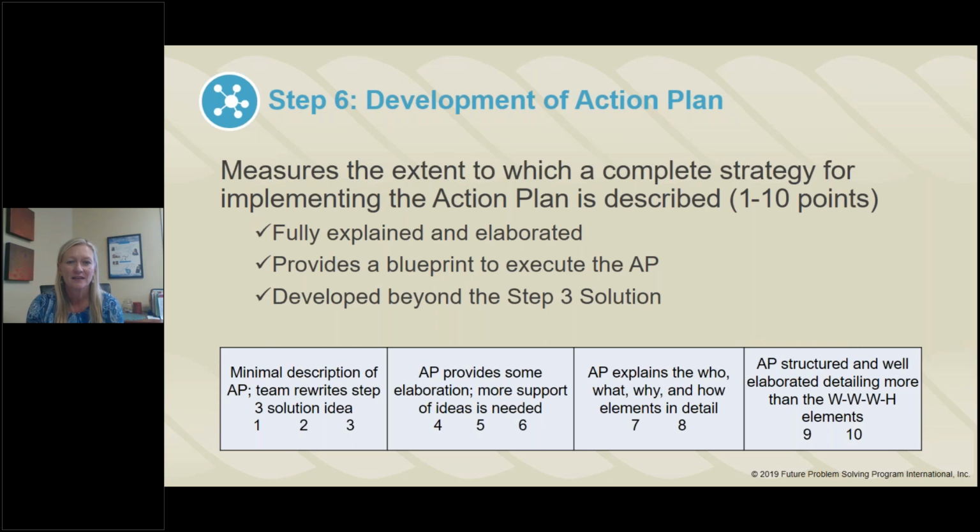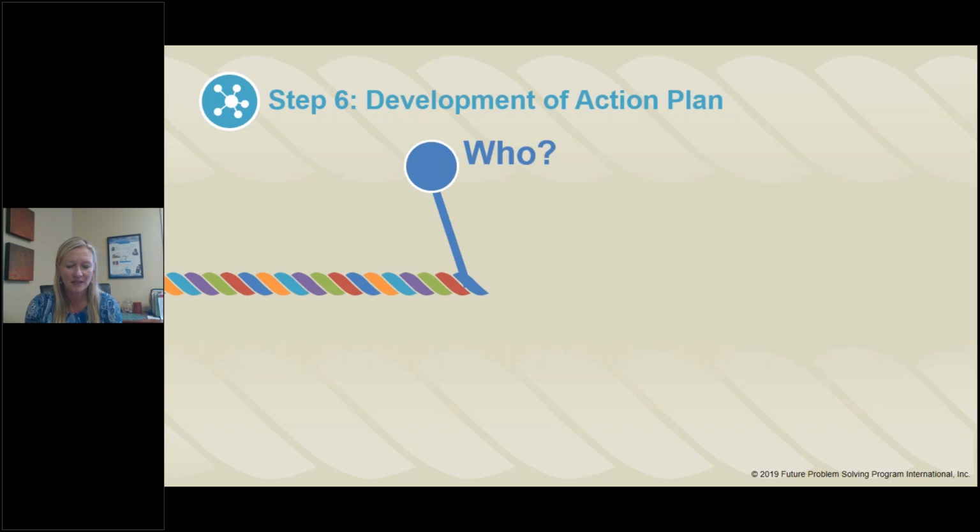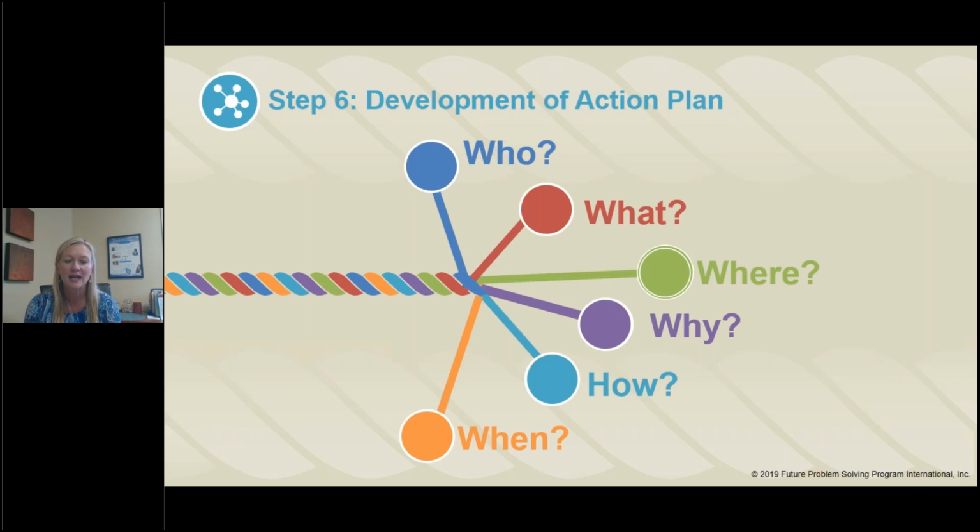Okay. So in summary, the development of that plan should elaborate on all of these who, what, where, why, how, and when. So in step 3, we really only asked that they elaborate on 3 of those, but in step 6, we are looking for the development of all of those. Okay. Any questions so far?